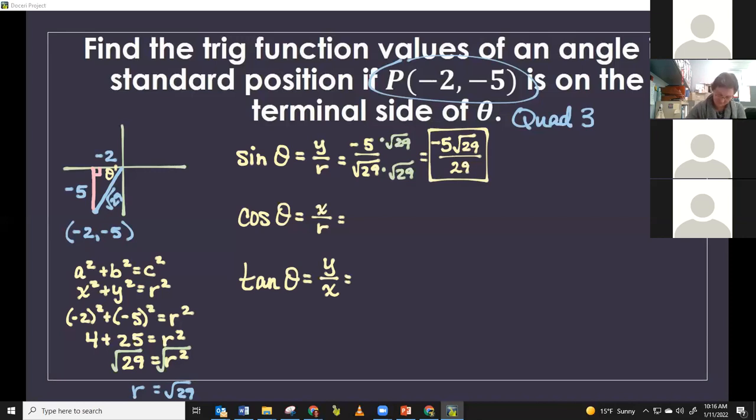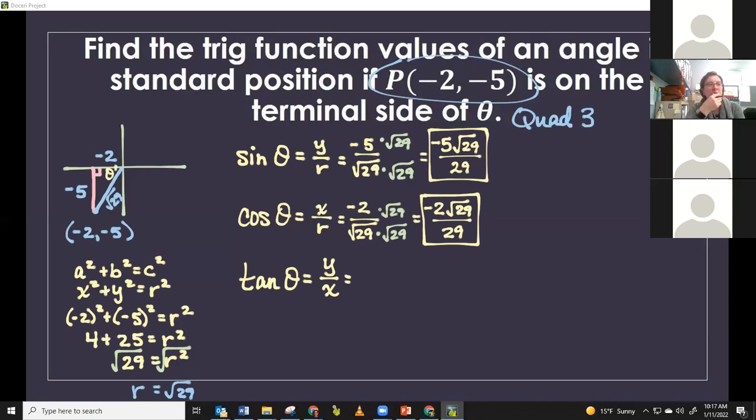-2 over the square root of 29. Yep, -2 over the square root of 29. Rationalize that denominator again. So I would have -2 square root of 29 over 29. When you do the homework in Canvas, it is the expectation that you are rationalizing that denominator.